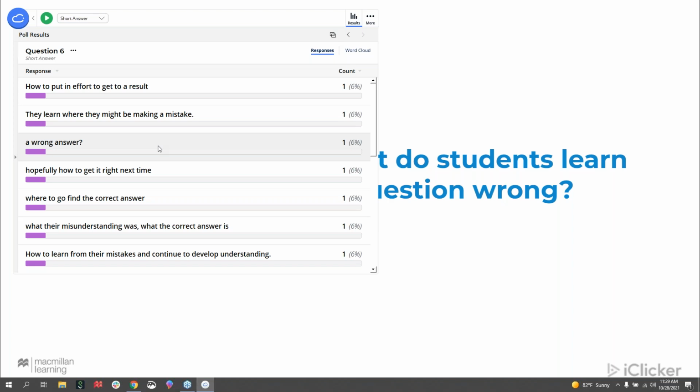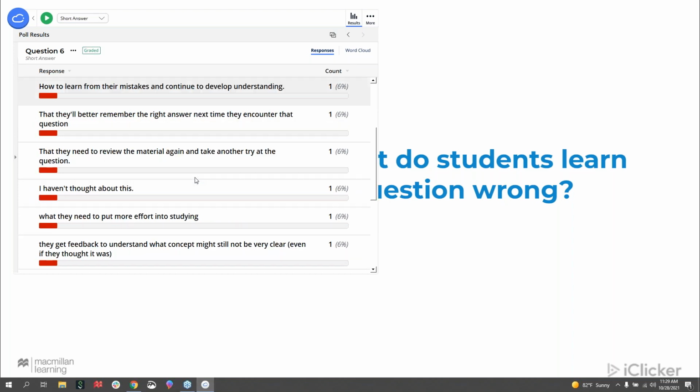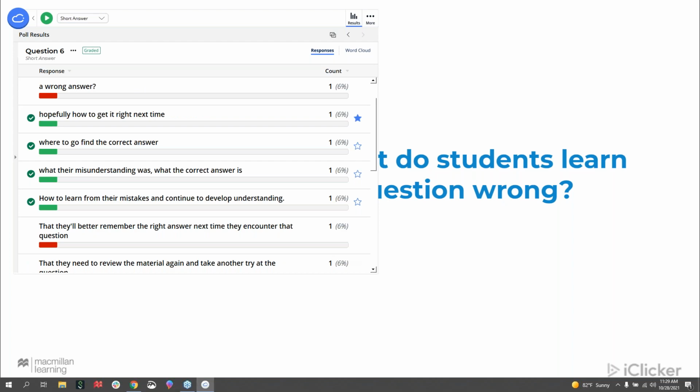Here, I love that they just go, I don't know, they got a wrong answer. I mean, this is a challenge. It is a challenge to turn points of failure in your class into learning opportunities. Hopefully how to get it right the next time. This is ideal, that they're going to learn how to get it right the next time. Where to go to find the correct answer, what the misunderstanding was, what the correct answer is, how to learn from their mistake and continue to develop understanding.